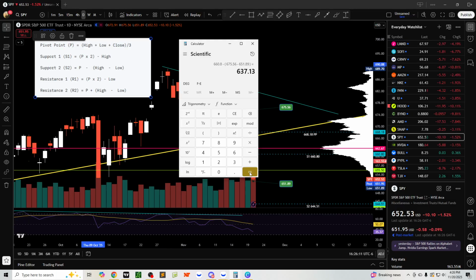And no one else is doing math but him. So 637.13 does not seem right. Did I do this right? 660.80. Yep. No, that's our support. That's not our pivot. What did I do here? Sorry, guys.